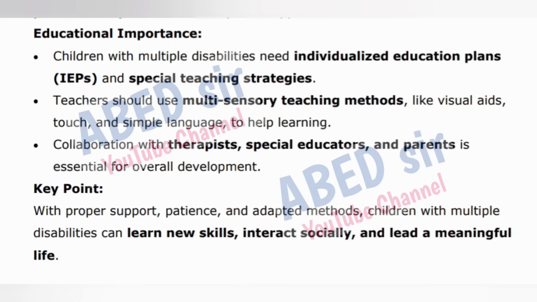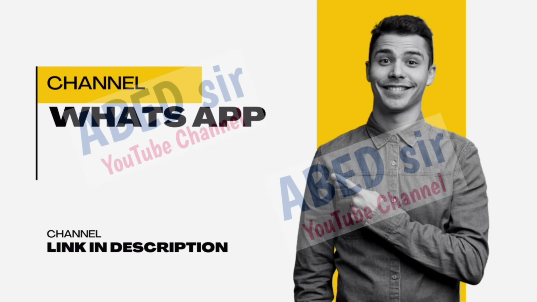Educational importance. Children with multiple disabilities need individualized education plans, IEPs, and special teaching strategies. Teachers should use multisensory teaching methods like visual aids, touch, and simple language to help learning. Collaboration with therapists, special educators, and parents is essential for overall development. Key point. With proper support, patience, and adapted methods, children with multiple disabilities can learn new skills, interact socially, and lead a meaningful life. Next important short question is: 3.